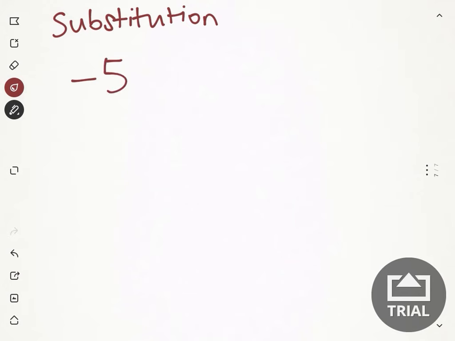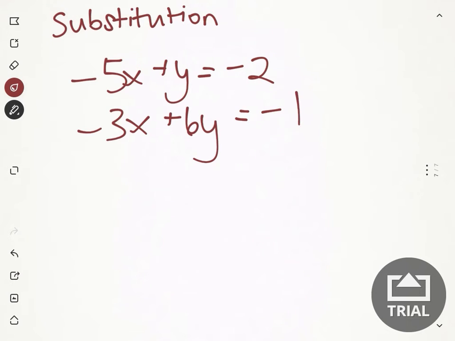But another way that we can solve systems of equations is through substitution. And I'm going to write a problem down. I'm going to write -5x plus y equals -2, -3x plus 6y equals -12. Now the way we handle substitution problems is we're going to solve for one variable, and we're not going to get a value, we're just going to get some sort of solution for that variable. And we're going to substitute that solution in to find out what the actual values of the variables are. And let me just show you what I mean by that.